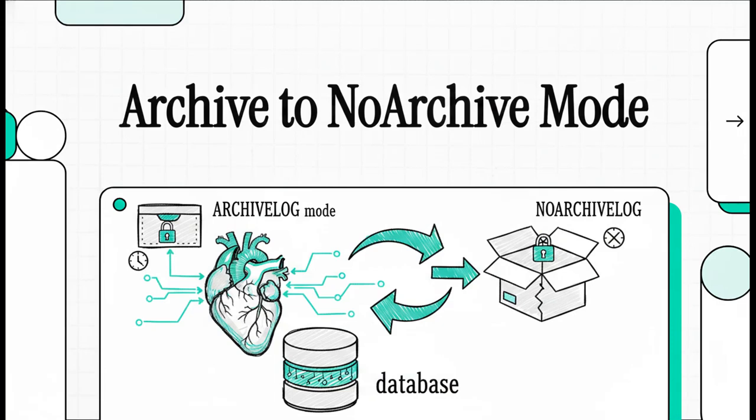Welcome to This Explainer. Today, we're diving into something absolutely crucial. Our sources actually call this the database equivalent of high-stakes open heart surgery. We're talking about the transition between archive log and no archive log modes. Basically, this is the mechanism that controls how a database handles its most precious commodity, the transaction history.